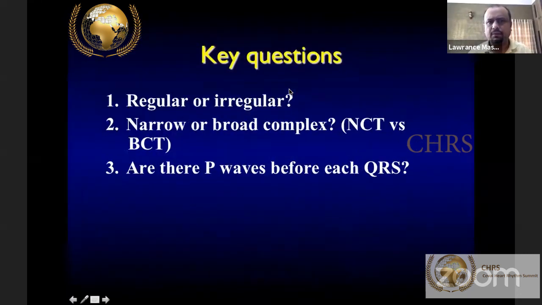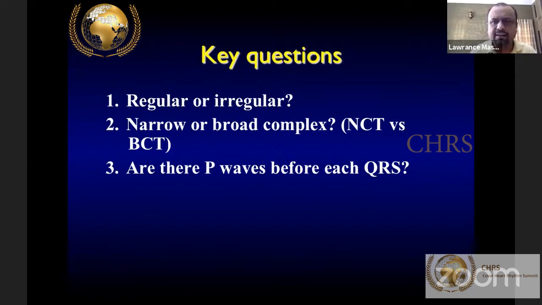The key questions in a narrow QRS tachycardia: as I told you, first thing you have to look at is, is it regular or irregular? Second, make sure it's a narrow QRS tachycardia. By definition, narrow QRS tachycardias have a QRS of less than 120 milliseconds. That is, if your QRS width is less than or equal to 3 small squares, you are talking about a narrow QRS tachycardia. When it's more than that, we call them broad or wide QRS tachycardias.